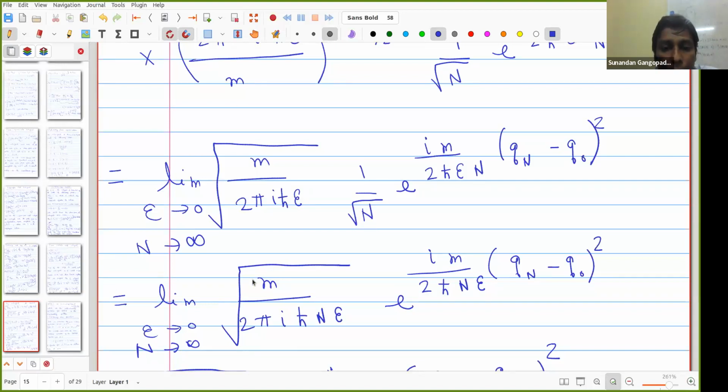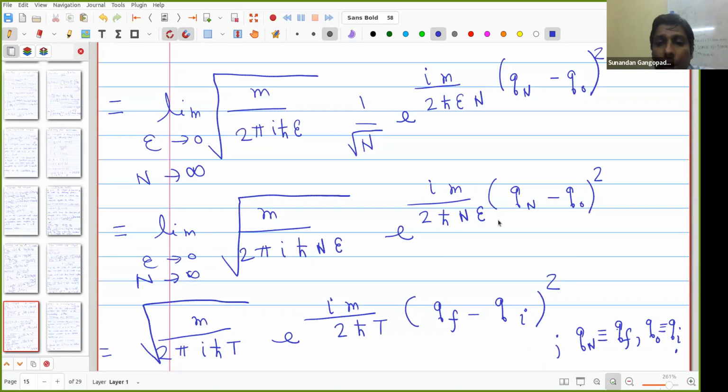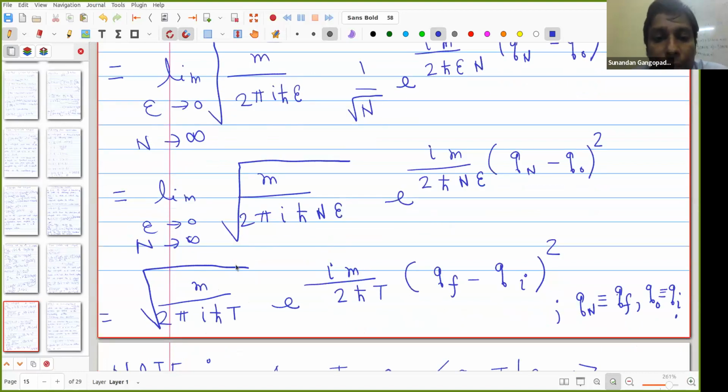So this becomes square root of m by 2 pi i h bar n epsilon. And here also you have a factor of n epsilon. If you remember, this n, the number of time slices multiplied by the width of each time slice, is actually the total time interval, and that is basically capital T. So in the limit epsilon goes to 0, capital N goes to infinity, this result becomes square root of m by 2 pi i h bar capital T e to the power of i m by 2 h bar T times (q_f minus q_i) whole square, where I've just written q naught to be q_i and q_n is basically q_f.